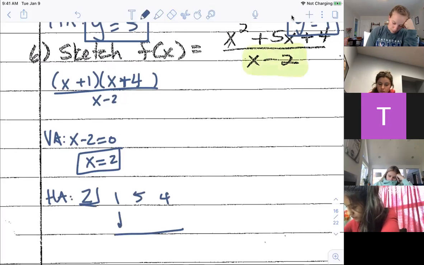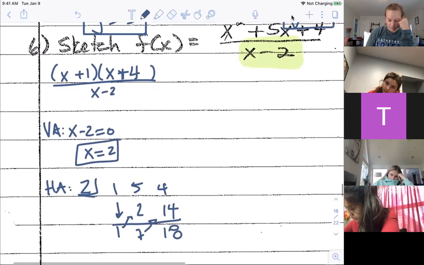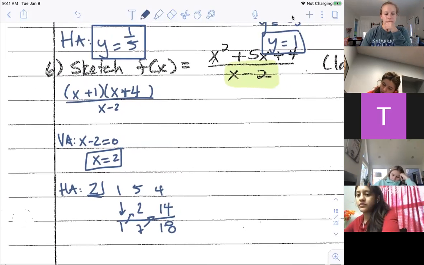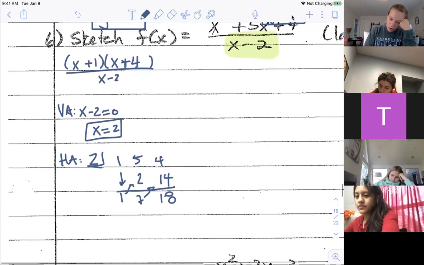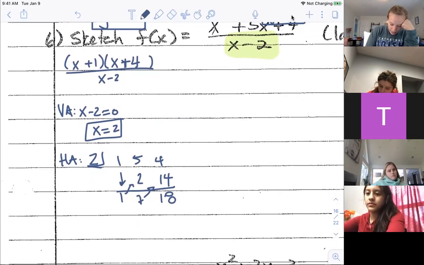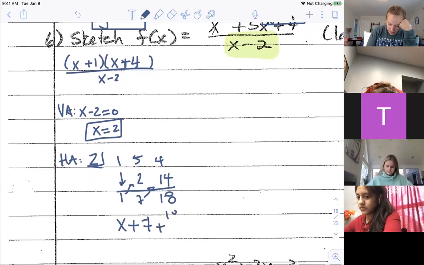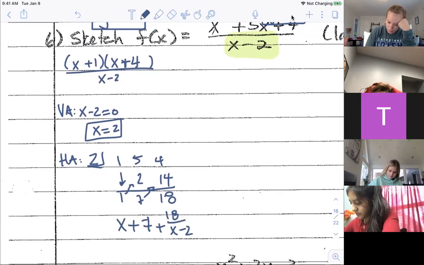Let's divide. Bring our 1 down. Times 2, I get 2. 5 plus 2 is 7. 2 times 7 is 14. That gives me 18. A lot of us are really good at division. So I'm sure we got this part and you're like, all right, now what? What do I do with this information? Well, when we divide, we get to rewrite this as a new expression as x plus 7 plus 18 over x minus 2.